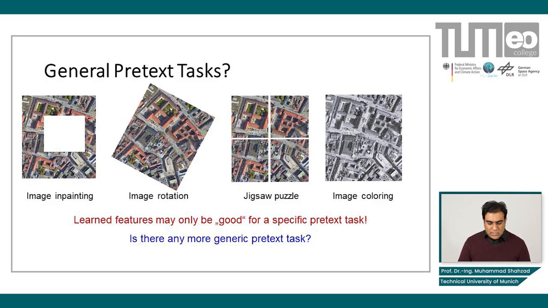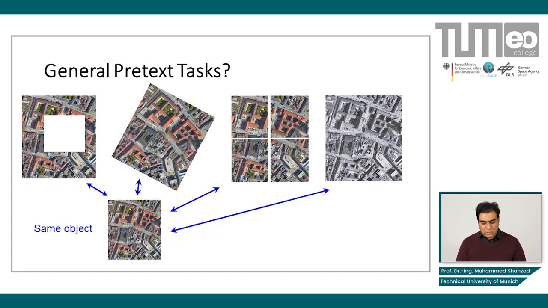So Ken, is there a way that we could create a more generic pretext task? So the idea is basically, for example, if you look upon this slide, here you see that you have an image. Why not combine all these different pretext tasks and basically augment a single image, the very same image, into different augmentations? But all these different augmentations actually belong to the same image.